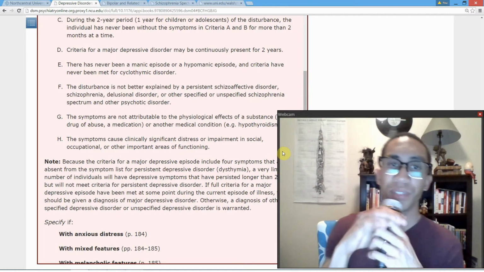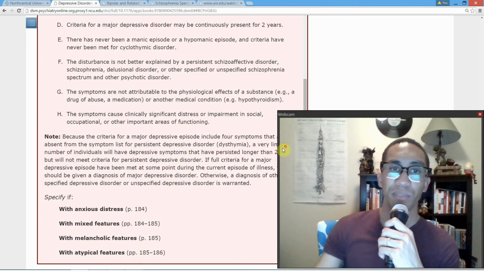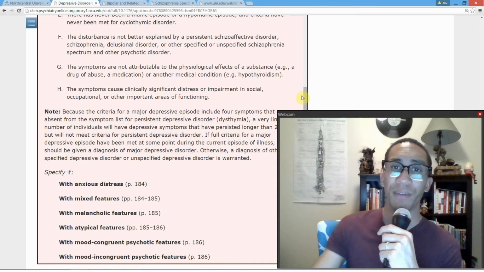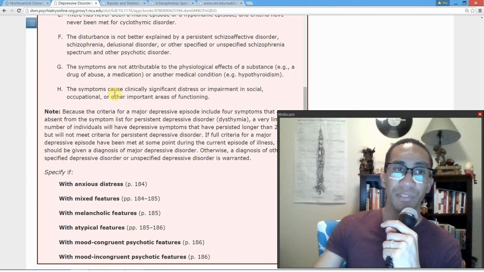Symptoms not attributable to other physiological effects, substance abuse, medication, or other medical conditions. Obviously, you'd have to rule that one out with a battery of physical tests. Her symptoms cause clinically significant distress or impairment in social, occupational, or other important areas of functioning.